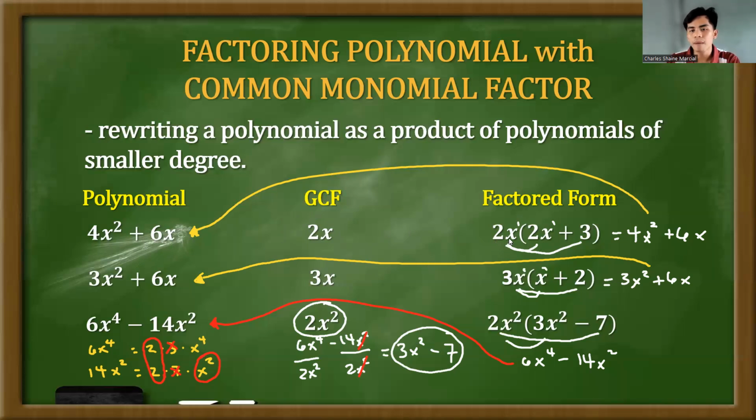Now, kung gusto nyo malaman kung tama yung sagot nyo, i-multiply nyo lang siya using the distributive property. So, we have to multiply 2x times 2x and 2x times 3.